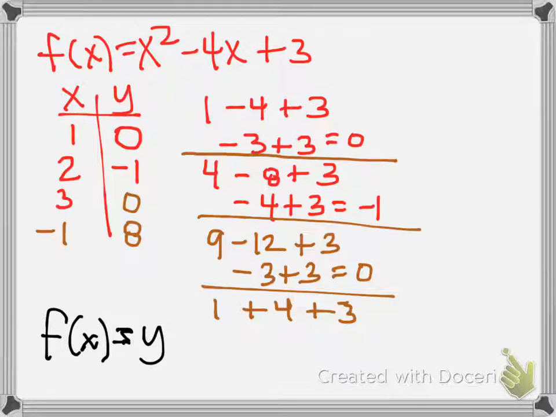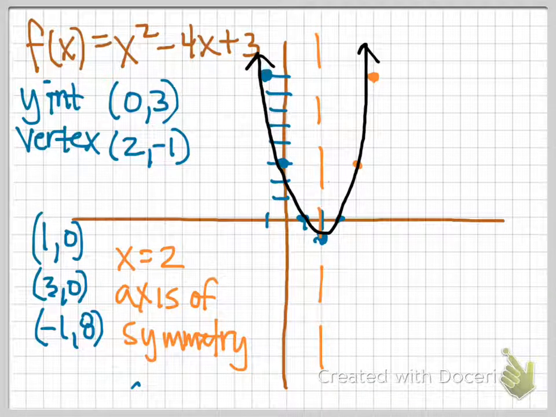Alright, so then I went and put all these points on the graph. I put the vertex at (2, negative 1), the y-intercept at (0, 3). And then my additional points, which were (1, 0), (3, 0), and (negative 1, 8).